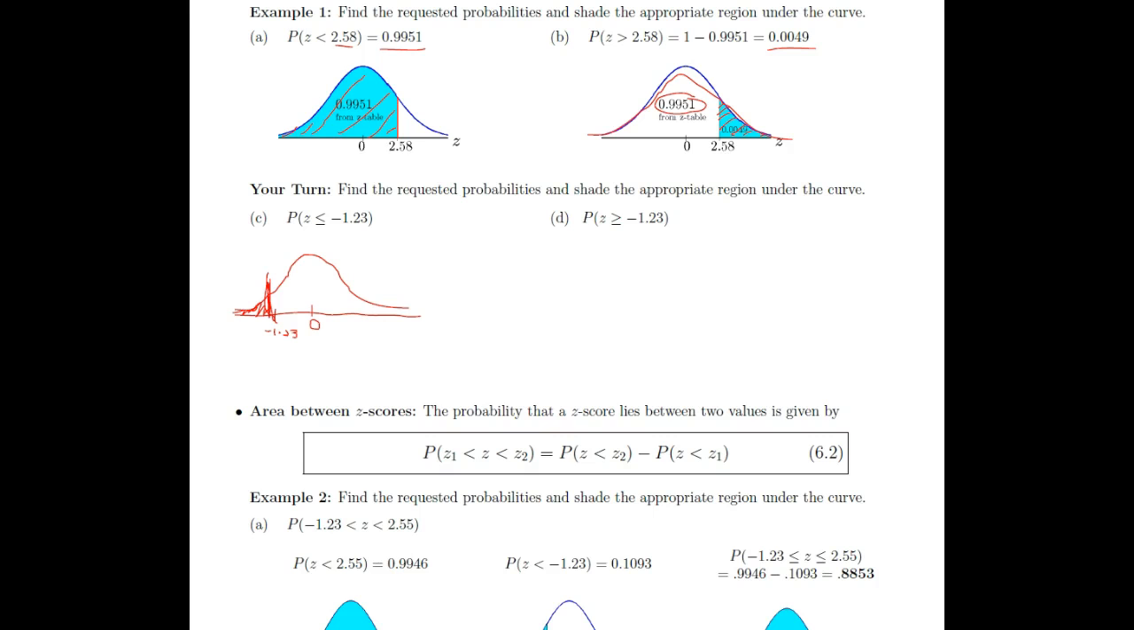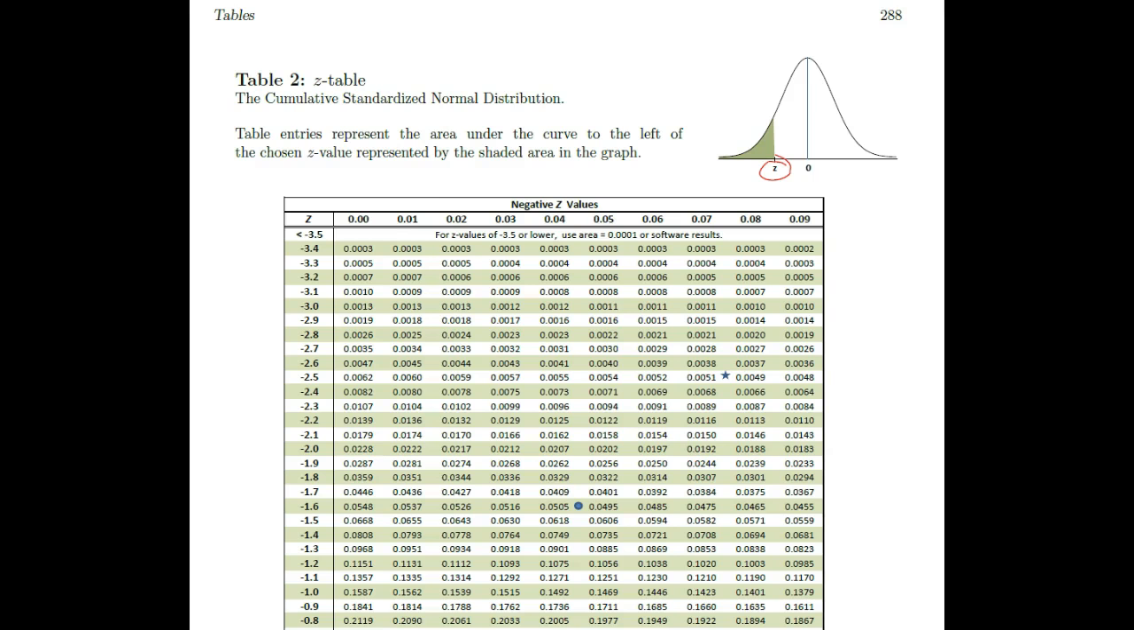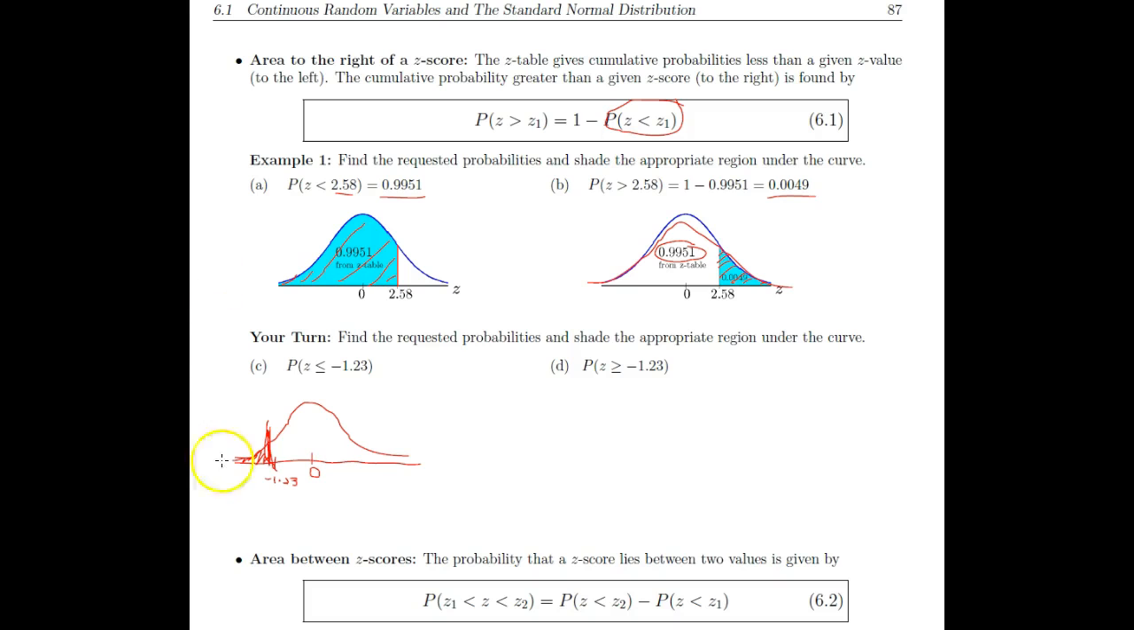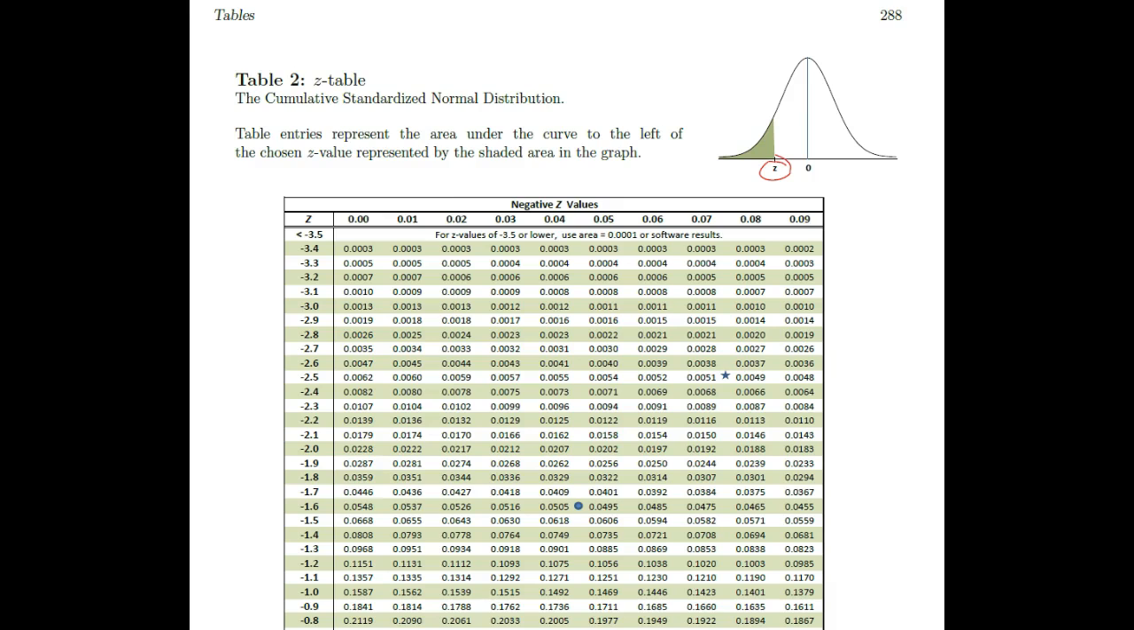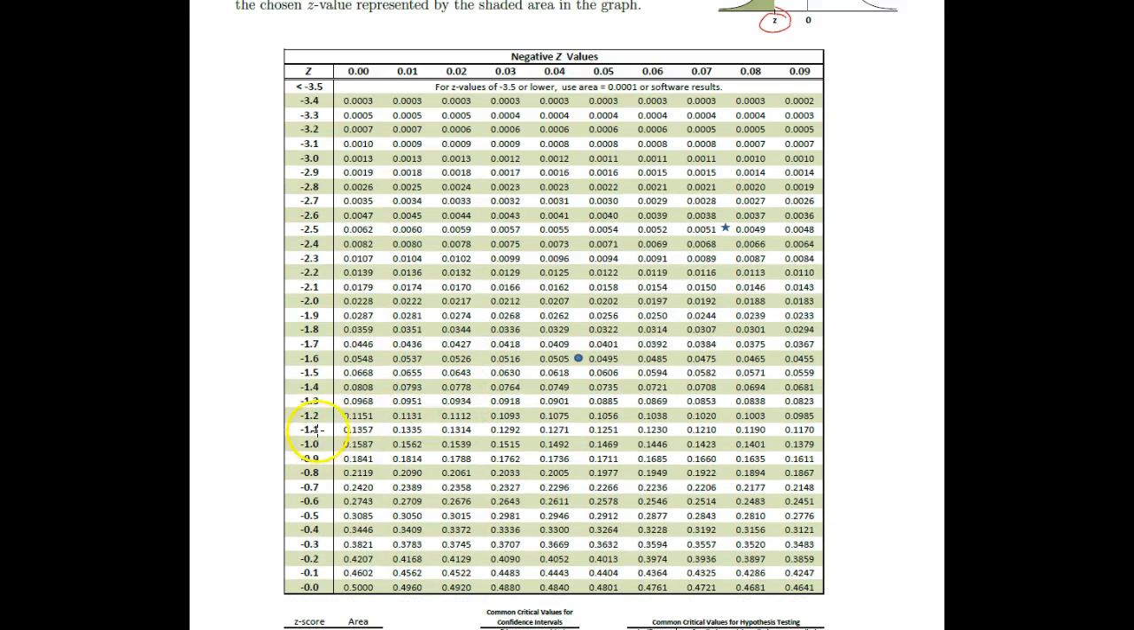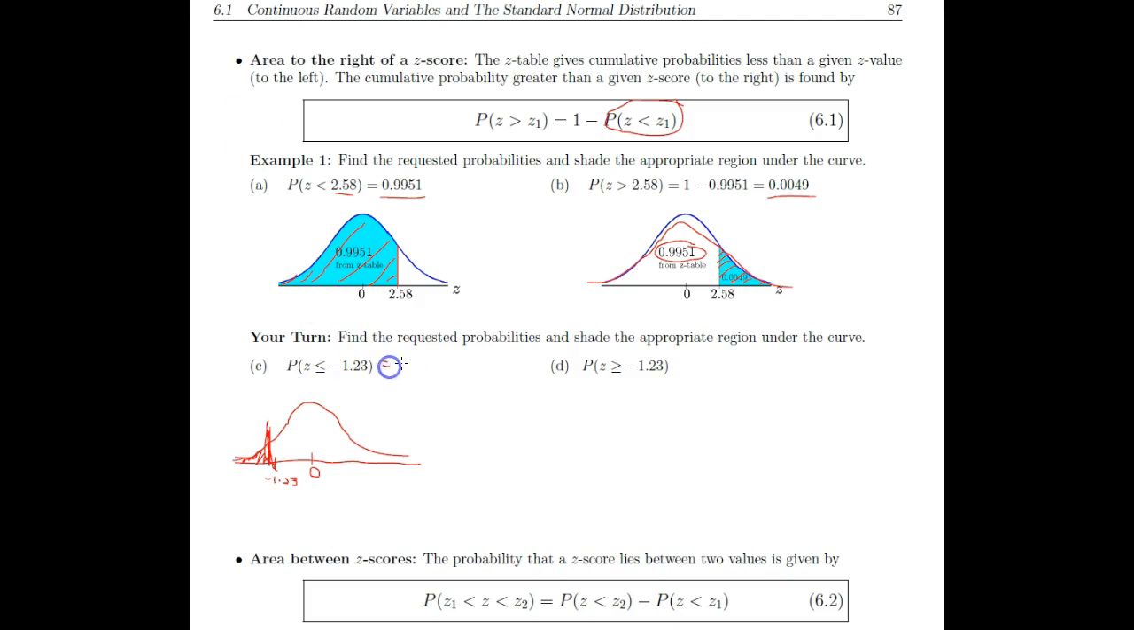We're in the negative z-scores here, so we want to go to our negative sheet, which is right here. And what was that z-score we were just working with? I forget. Negative 1.23. So negative 1.23, we got negative 1.2 here. We're going to go over 0, 1, 2, 3. So the answer for this one would be 0.1093. So equals 0.1093.